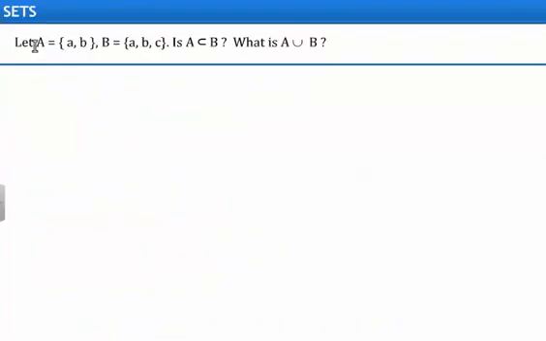In this problem, we are given two sets A and B. We need to say whether A is a subset of B. Also, we need to find A union B. Let us see the solution for the given problem.